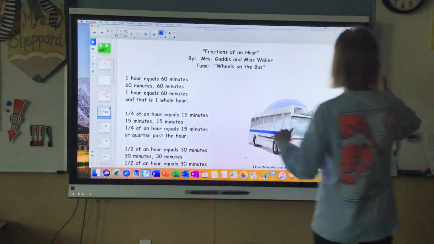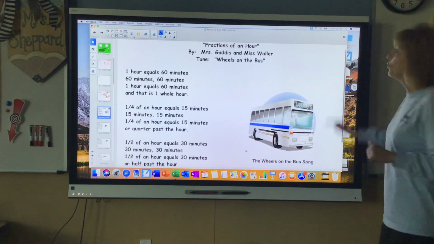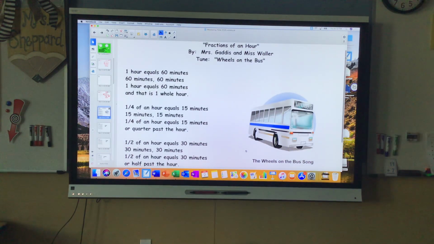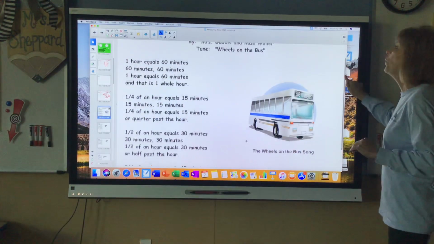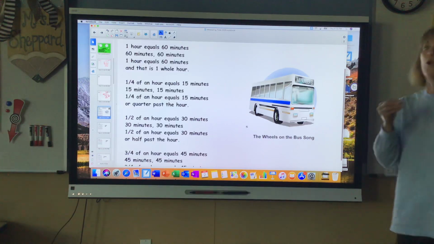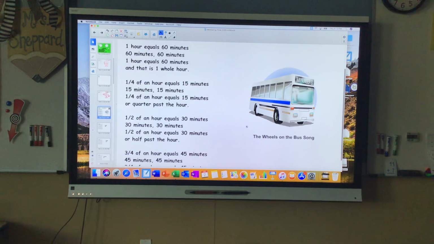Now, I did this last week, fractions of an hour. I told you this was a poem that I borrowed from Ms. Gaddis and Miss Waller, who I taught with at South Greenville Elementary School. And this goes to the tune of the wheels on the bus. Now, I'm going to use more of a talking voice than a singing voice. This is in your shared reading packet for this week. So this is one of those poems, songs you're going to be reading, practicing, working on your fluency, so I should hear you from home reading with me.